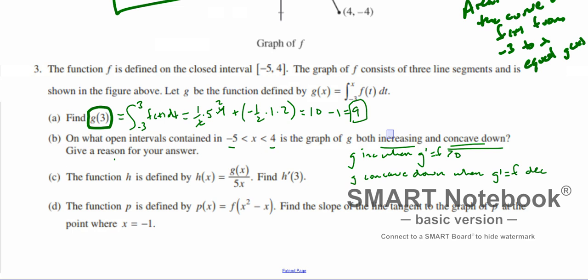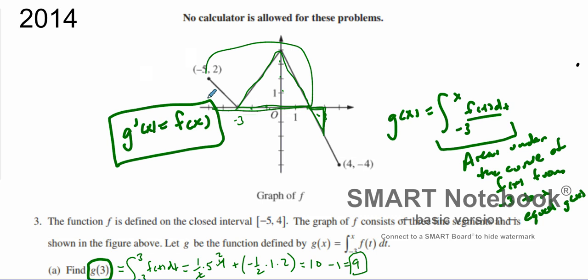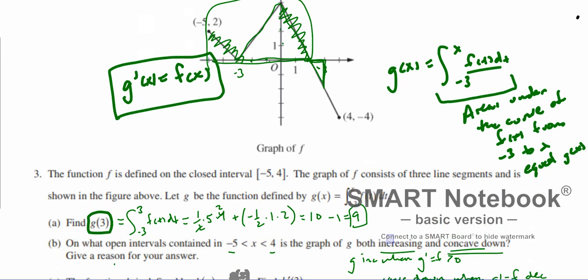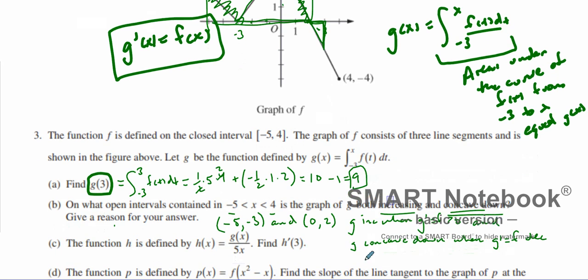So where is that occurring? Where is f going to be positive and also decreasing? f is positive on this entire interval. Looking at this, it's decreasing here, and it's also decreasing there. So we have intervals from -5 to -3, and from 0 to 2 is where this is going to happen, because g increases when g prime, which equals f, is greater than 0, and g is concave down when g prime is decreasing. And that happens on this interval right there.